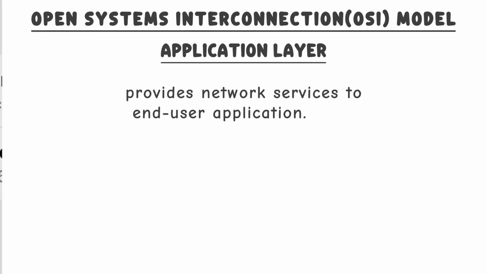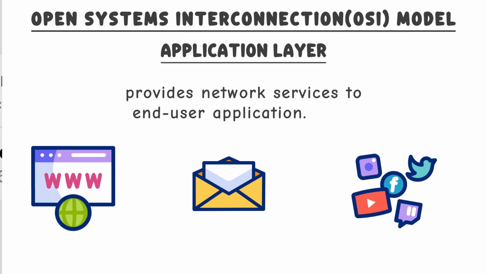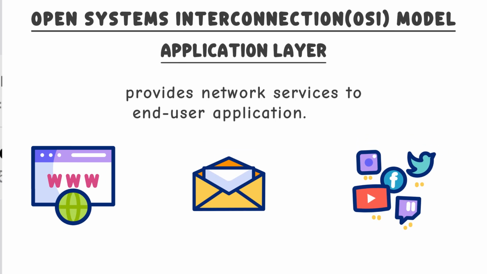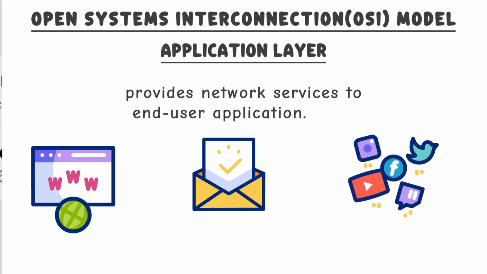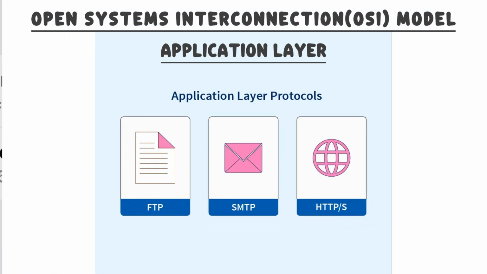This is the layer that provides network services directly to end-user applications like browsers, email clients, or file transfer programs. This layer also defines some protocols which are for application-specific communication purposes like HTTP or HTTPS, which is used in our web browsers, FTP, which is the file transfer protocol. When we are emailing, we also use secure mail transfer protocols.